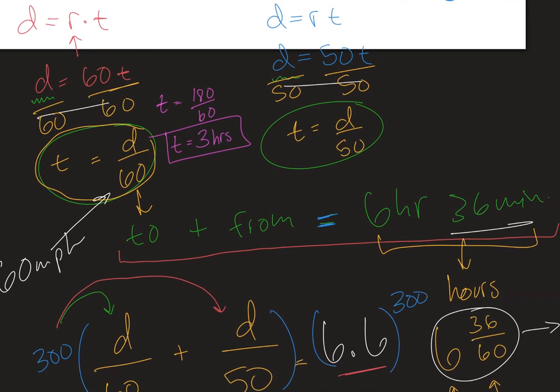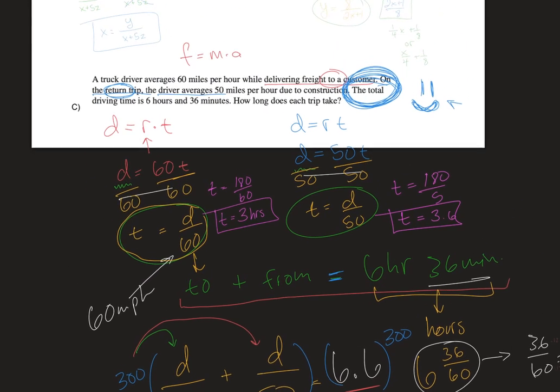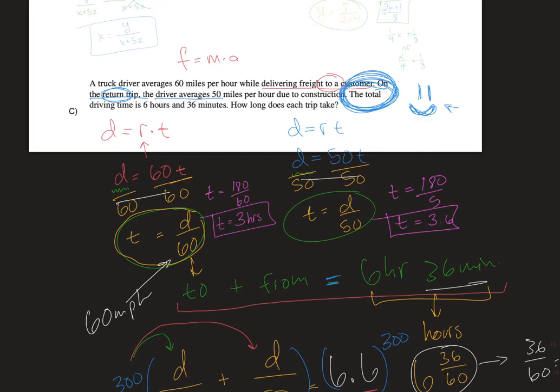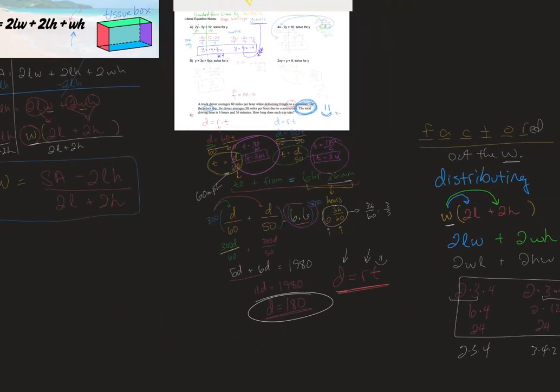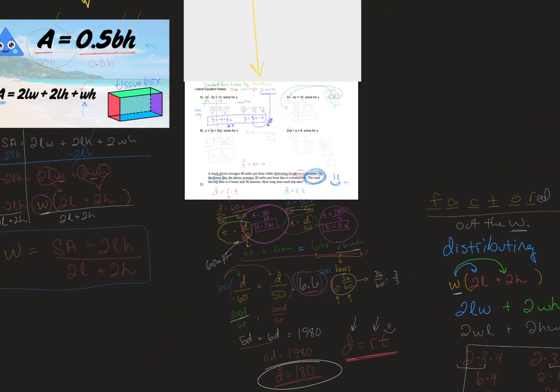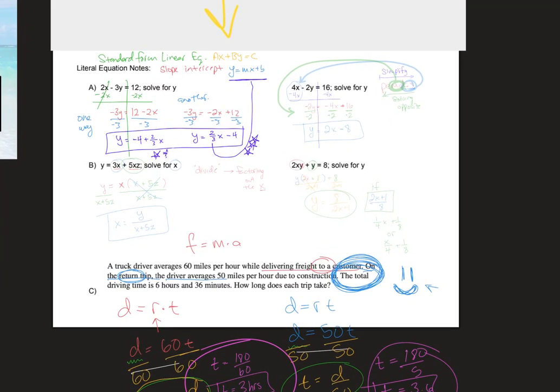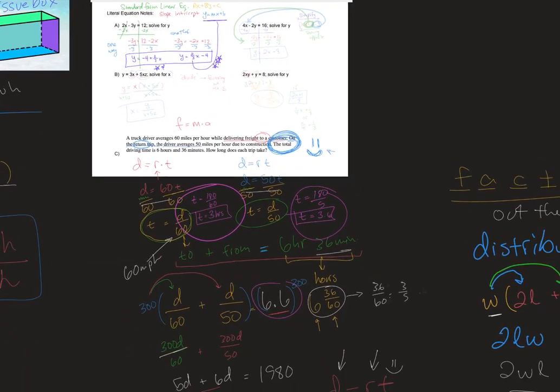And then our from trip, our time is 180 divided by 50. And that is 3.6 hours. So what was the question? How long does each trip take? Getting there took 3 hours. Getting back took 3.6. And it should work out that when you add 3 and 3.6 you get 6.6. So that might have seemed like, holy cow, there's a lot to that. But I think it also makes sense once you think about all of it.